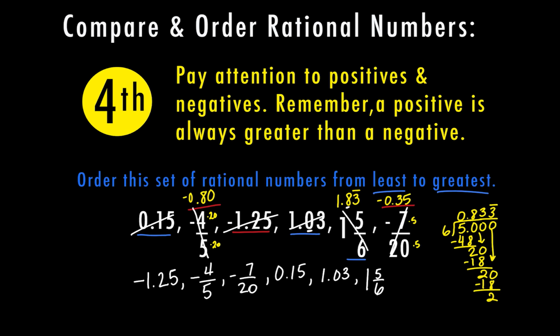So I have 6 numbers in my answer, 6 numbers in my problem. I have my negatives listed first because we're going least to greatest, and I can double check and just make sure that the biggest negative is actually first. These are both less than 1. These are both in order here. So we're finished with our answer.